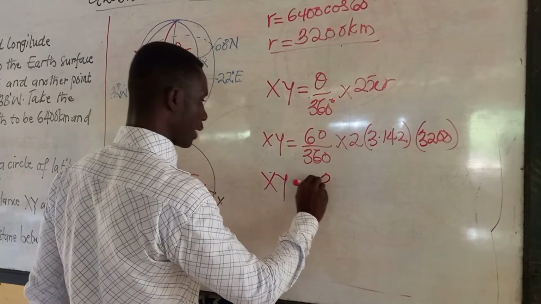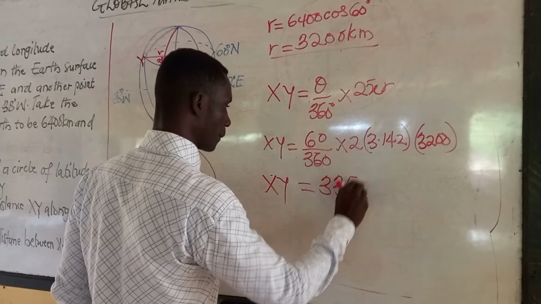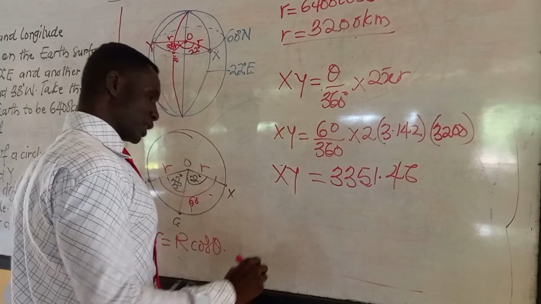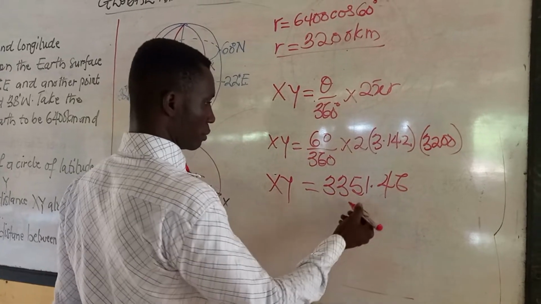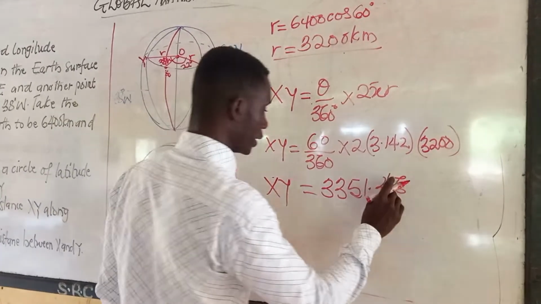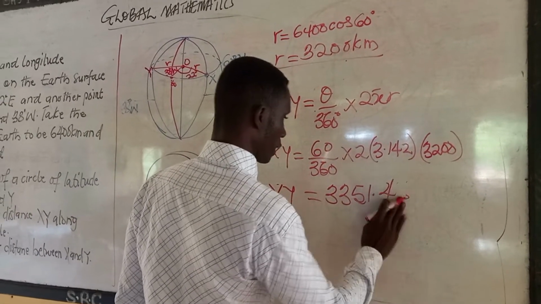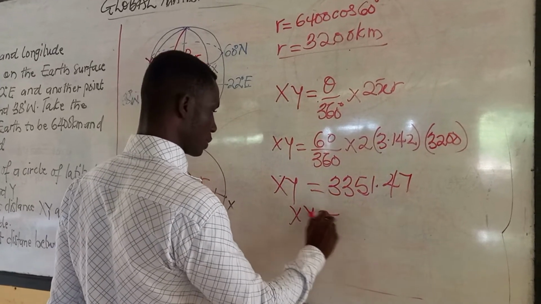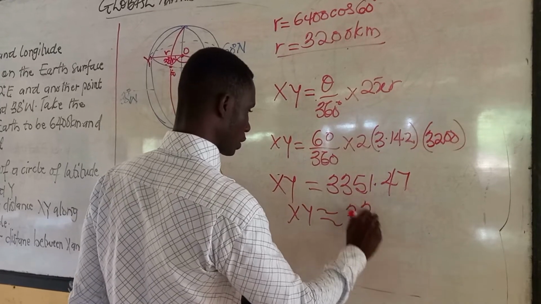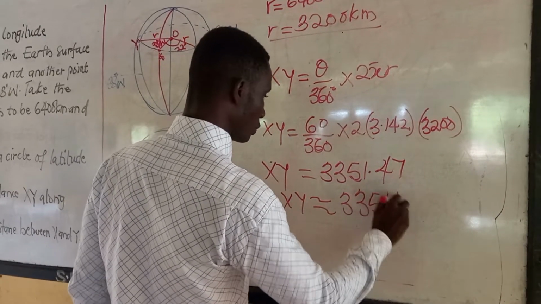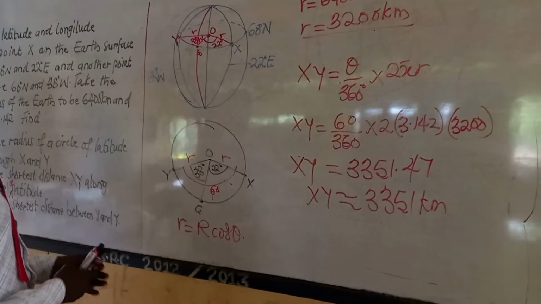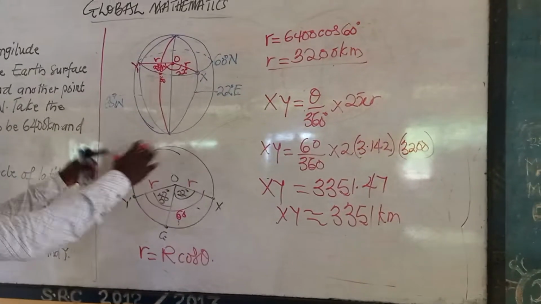3,351.47, okay. Approximation? Okay, so I can write XY is approximately equal to 3,351 kilometers. That's the distance along the parallel of latitude.